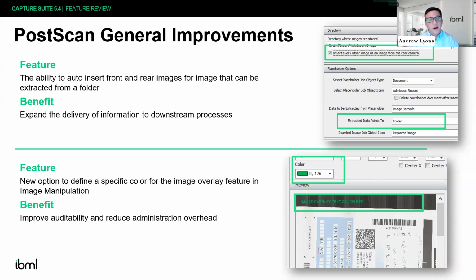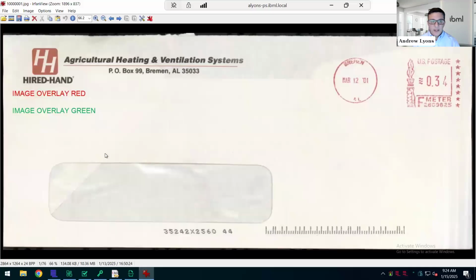We've also added a color option for your image overlay. Image overlay is a feature we've had for years, but now we've given you the ability to choose a specific color. And as part of that, you can choose a color that might have some opacity to it. So it could be opaque and you could see through it so it won't cover up any meaningful data. And I'll just show a quick example. In this one, you can see the image overlay red and the image overlay green. I could change the shading and you have complete control of where that text is and the color of it.